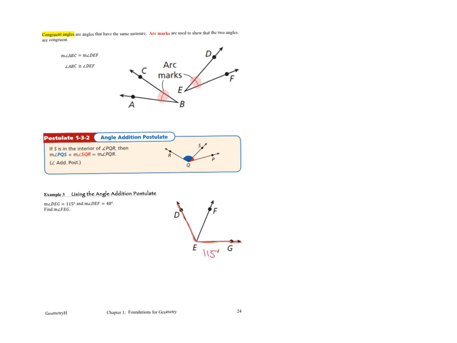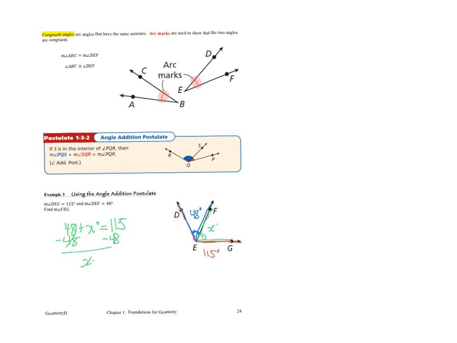And DEF, this angle right here, is 48 degrees. Find the measure of angle FEG. Well, FEG, since we don't know it, I'm just going to call it X. And I'm going to give it two arc marks so that I see that they're not congruent, because I'm not sure that they're the same measure. Okay, so I would have 48 degrees plus X degrees, the two small angles, equal the large angle 115, and then from there I can just solve.